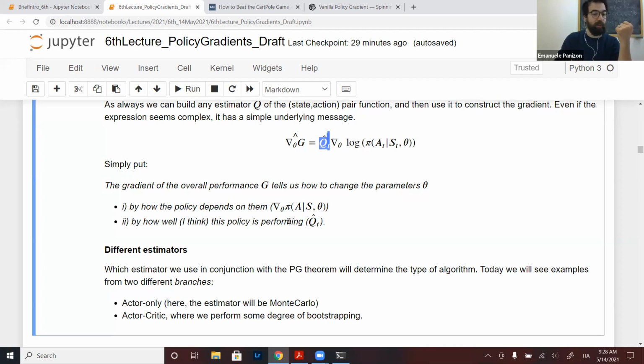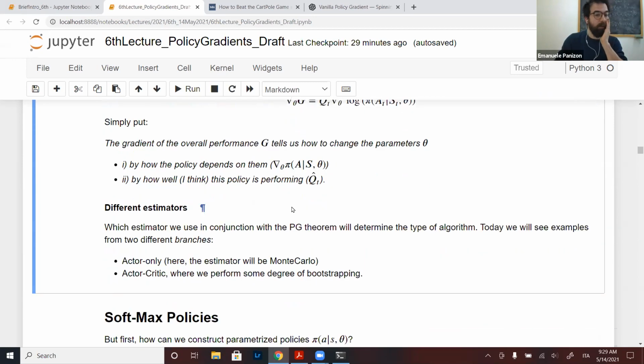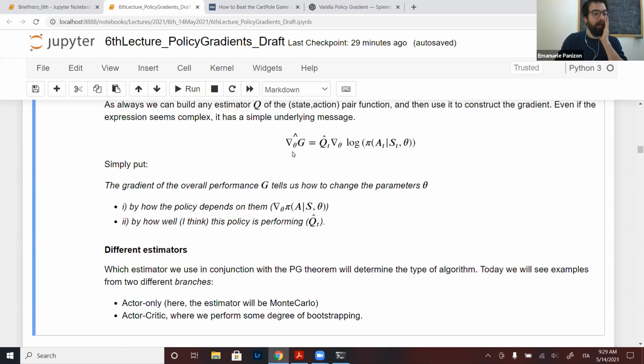These are the two terms: how the policy depends on the parameters and how well I think the policy is currently performing. Whenever we see something like this, we know that we have different formulations and different ways to estimate and approximate this value function Q. The different ways I'm going to do this will determine the different kinds of methods that there are in policy gradient. Today we will deal with basic ideas from two of them.